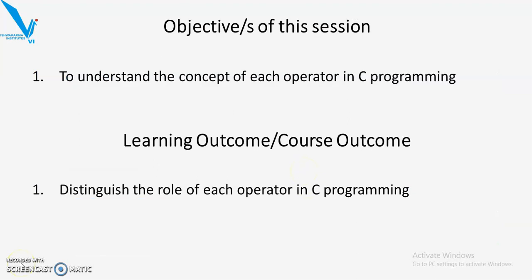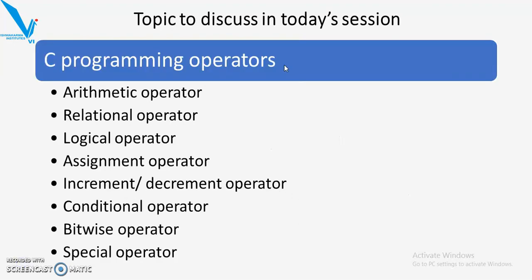Next is the objective and learning outcome of today's session. The objective of today's session is to understand the concept of each operator in C programming, and the learning outcome is that we are able to distinguish the role of each operator in C programming after this lecture. In today's session, we are going to learn C programming operators. In this, we will learn about the various operators used in C programming.